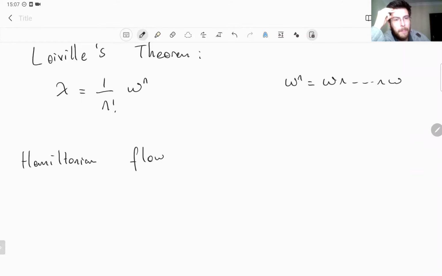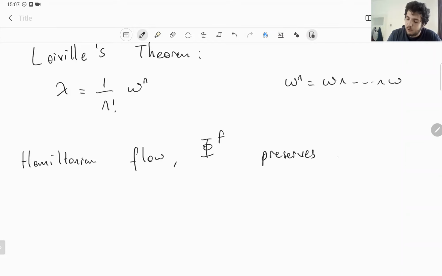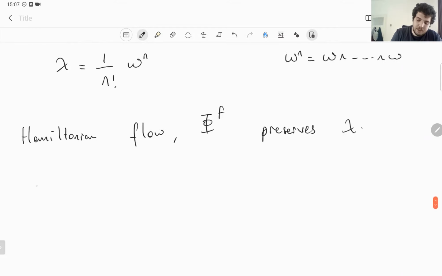The Hamiltonian flow phi f preserves our volume form. And how can we prove this? The Lie derivative must be 0. And how can we write the Lie derivative? We can write it as follows.